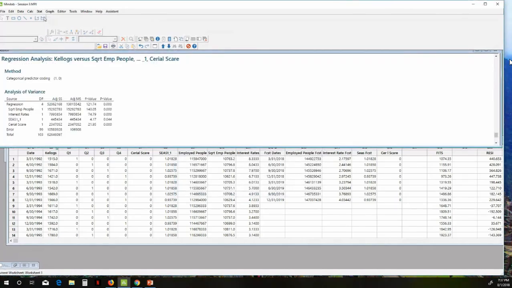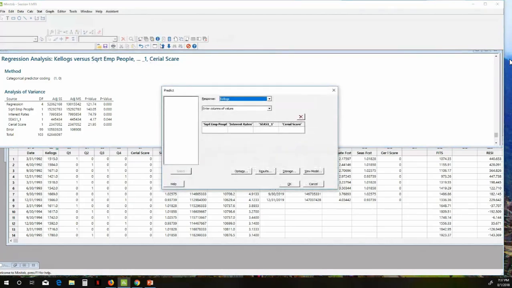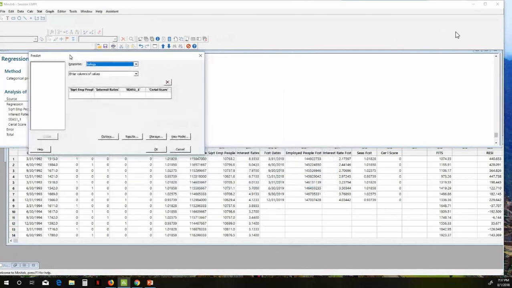Now, what we have to do is go to Stat, Regression. Instead of Fit Regression Model, which we've already done, we go to Predict. Guys, got that pathway? Emily, you see it? You go to Predict, and it opens up the predict menu for you.